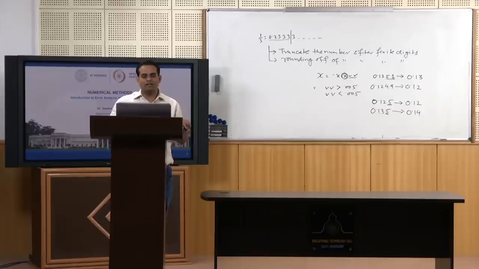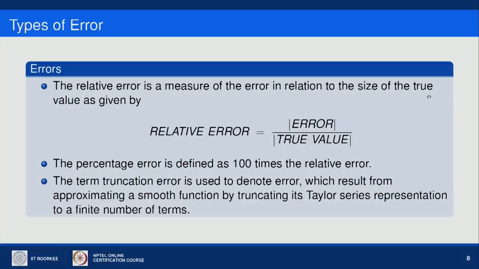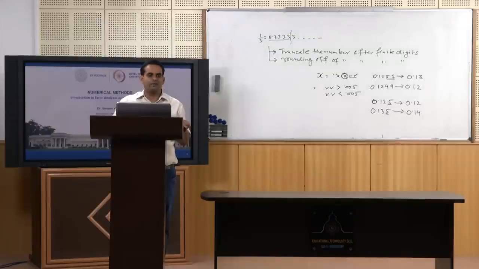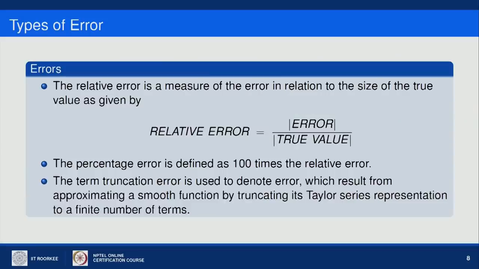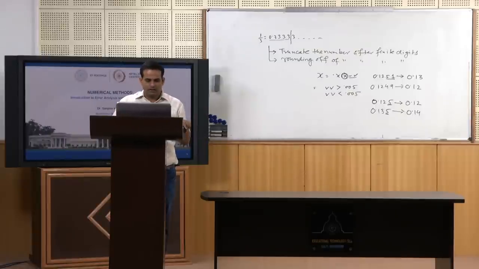The relative error is a measure of the error in relation to the size of the true value, and it is given as the absolute value of the error, that is the absolute error, upon the absolute true value. The percentage error is defined by multiplying by 100 the relative error, or 100 times the relative error. The term truncation error is used to denote error which results from approximating a smooth function by truncating its Taylor series representation to a finite number of terms.